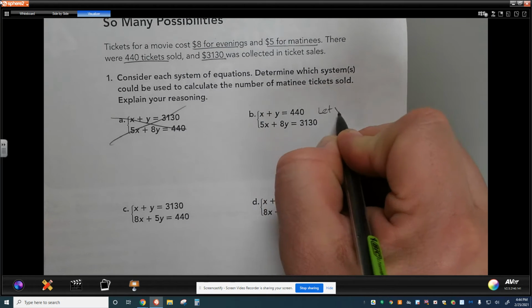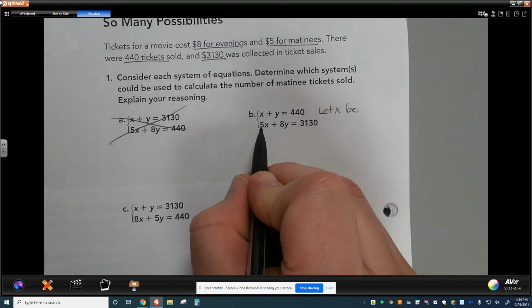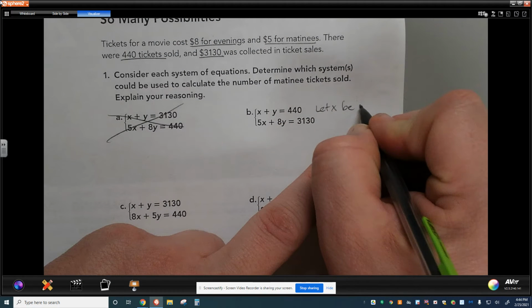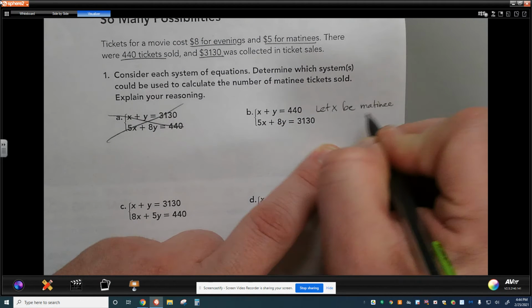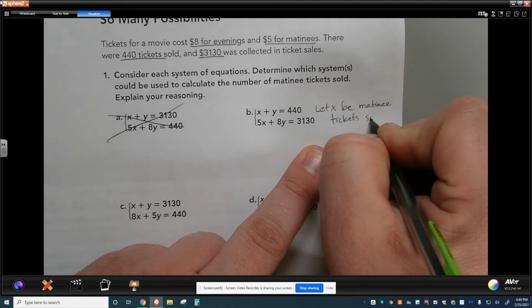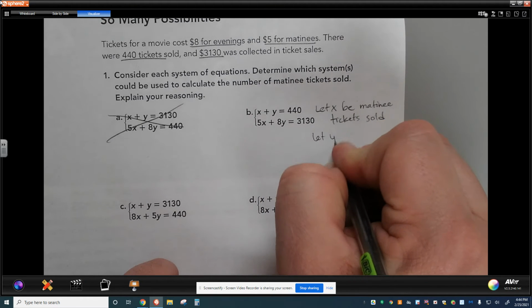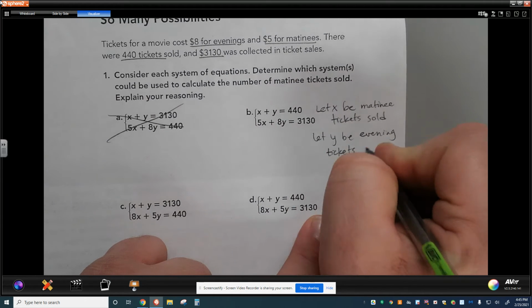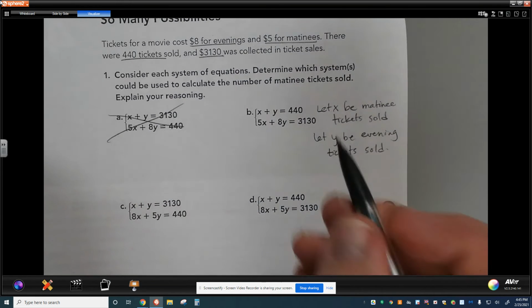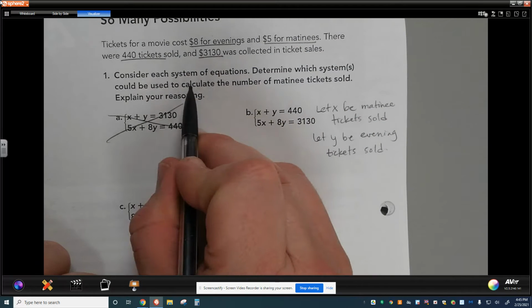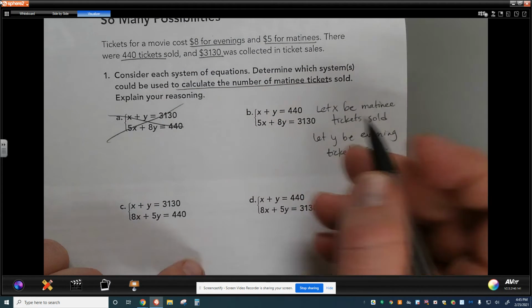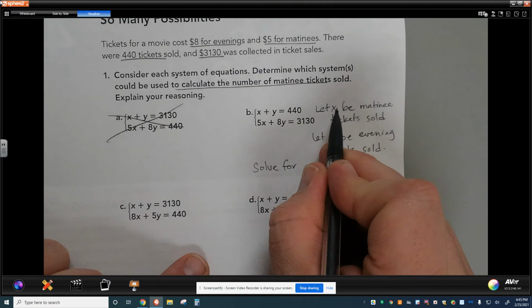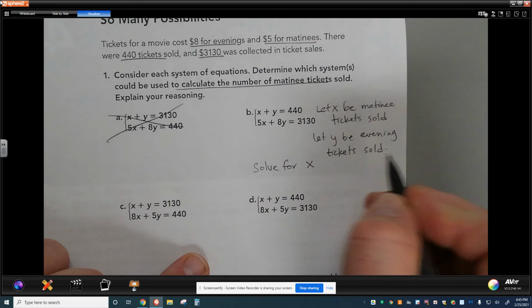So we will say let X be... Now we see 5 is attached to X, so that means $5 for a matinee showing ticket. So that'll be matinee tickets sold. And let Y be evening tickets sold. And in this case, how would I calculate the number of matinee tickets sold? I would just solve for X, since X is matinee tickets.